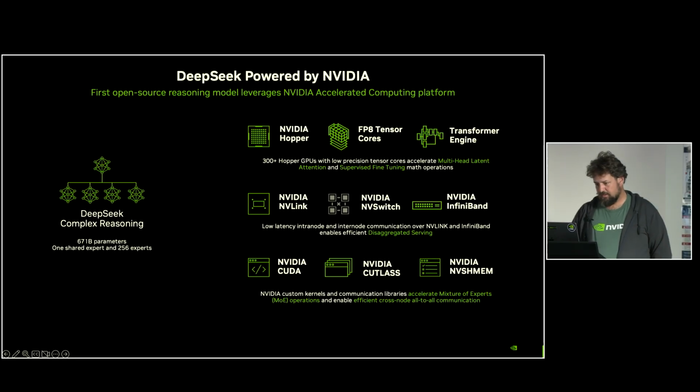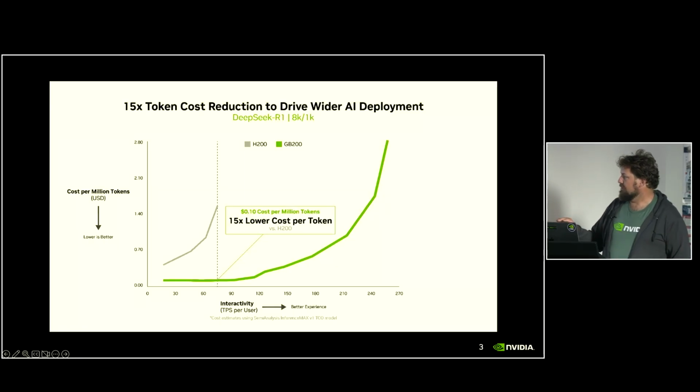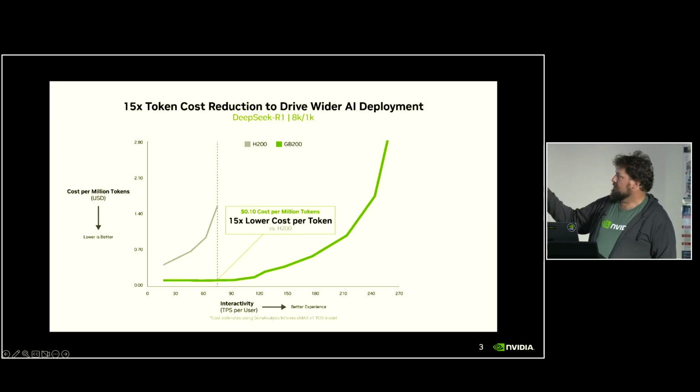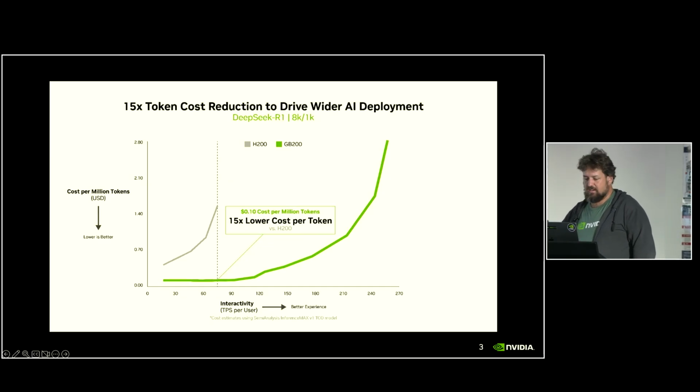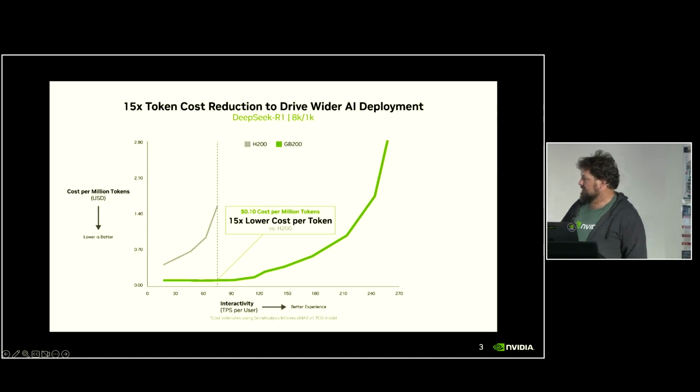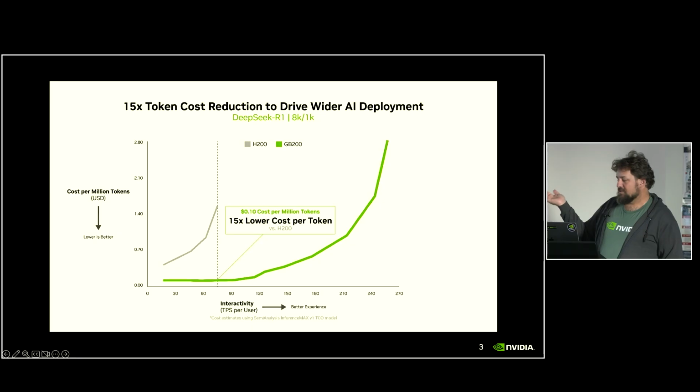Now, fast forward 18 months later, we've announced that we've won the Inference Max benchmark. And we did that with 15x lower cost per token. So that's H100, that was the Hopper, that was the gray line. And today we're at GB200, Grace Blackwell. So we re-architected both the CPU and the GPU, and we're getting 15x.